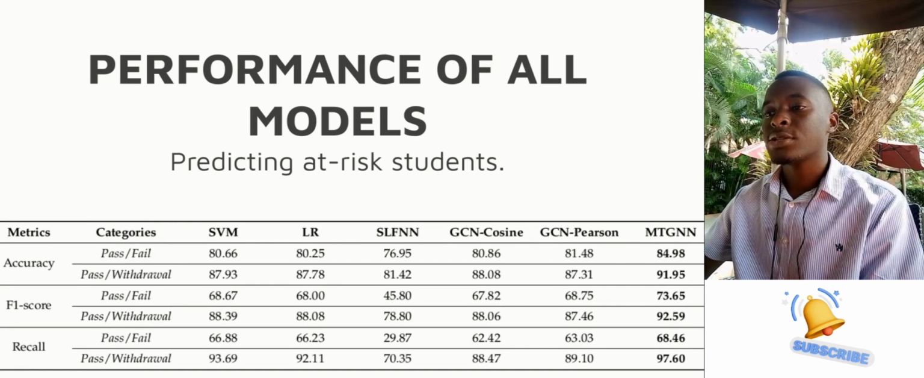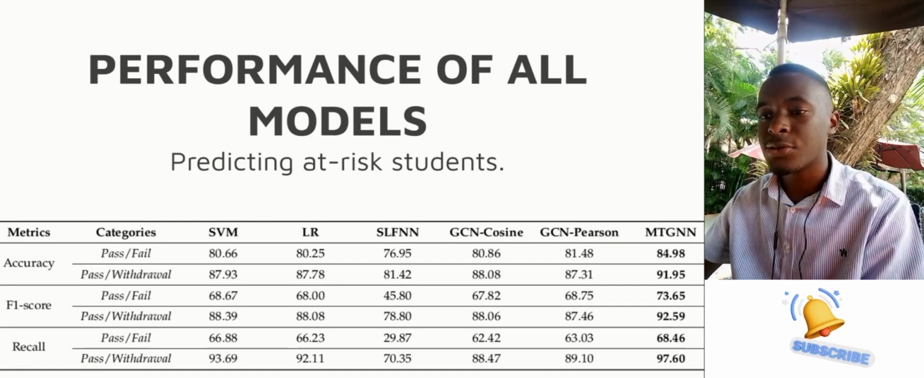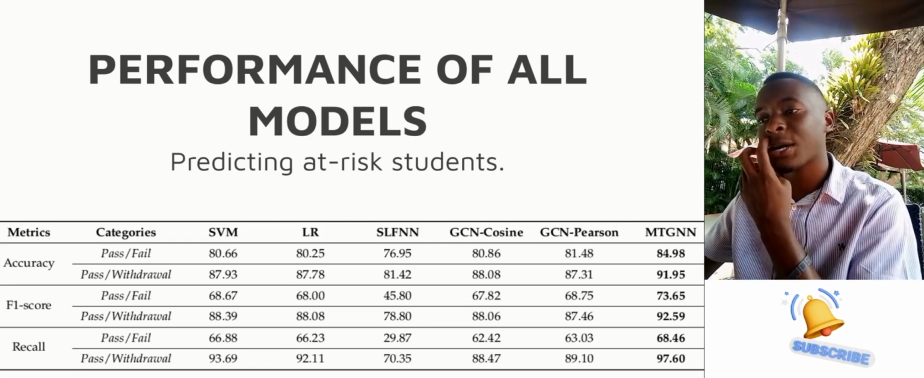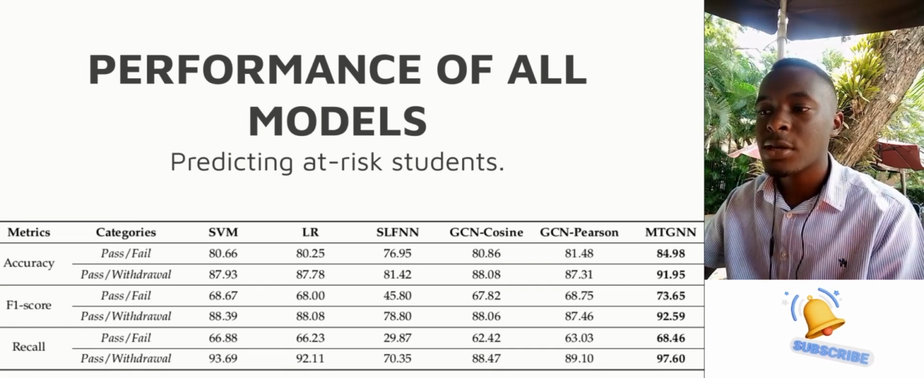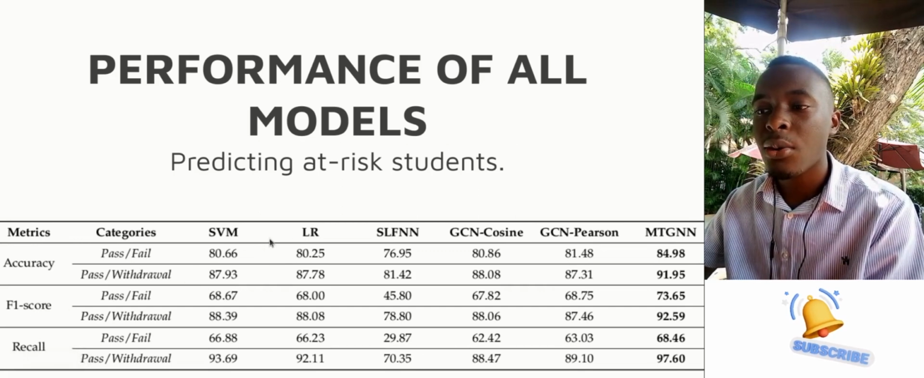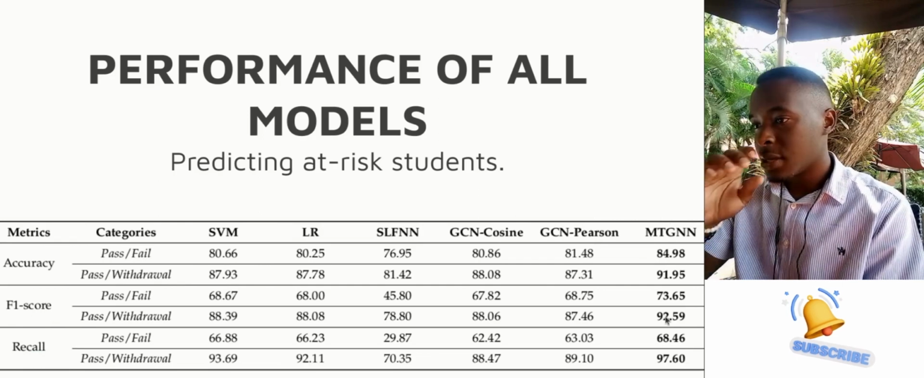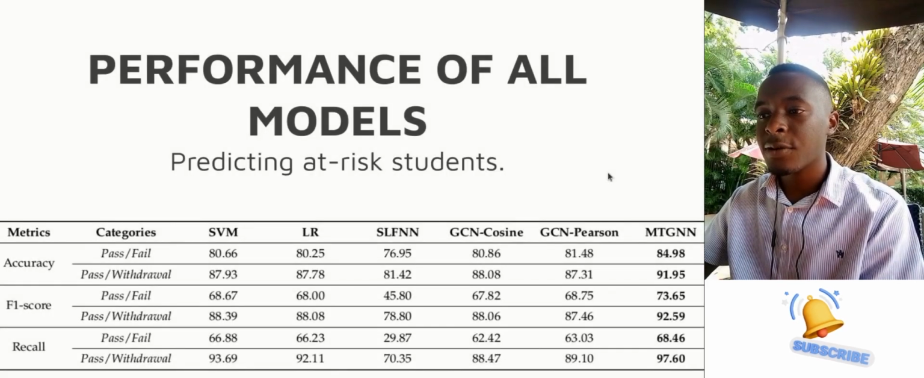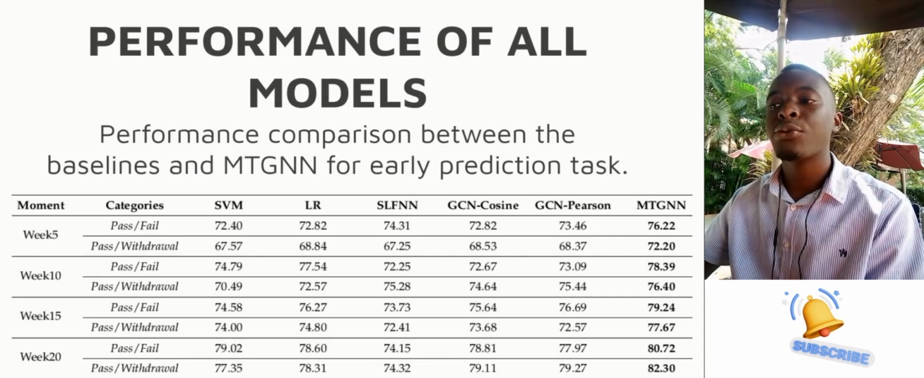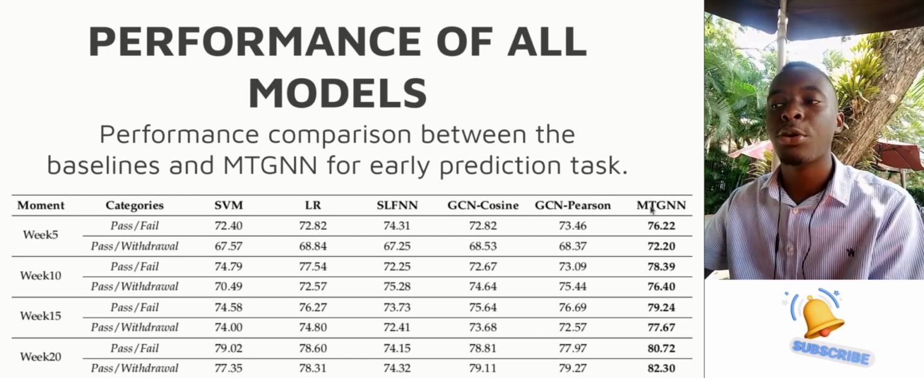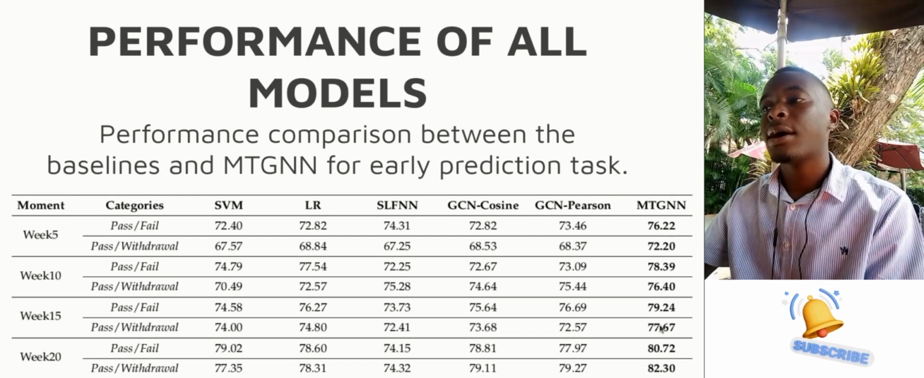Now, if you look at the performance of similar models, you will find that the multi-topology graph neural network actually beats all the models that were used before. So the support vector machines and the logistic regressions, if you look at the accuracy, F1 score and recall, we can say that this model gives better results and it can be adopted. That was for predicting at-risk students. When the writers did the study again, comparing with others for early prediction of students, you find that still the multi-topology graph neural network performed better.